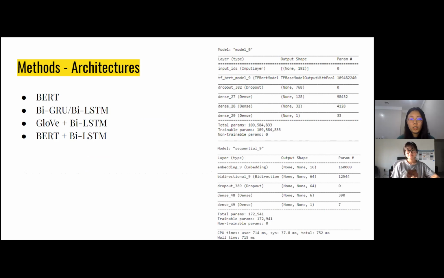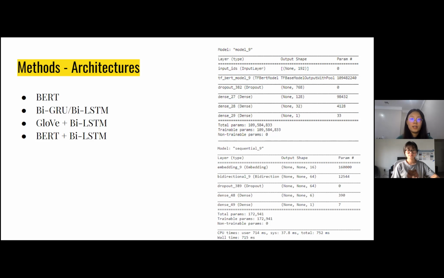So in our project, we conducted 4 experiments with 4 different architectures. The first architecture is only about BERT, and after the BERT layer, we simply continue with a dropout layer with a 20% dropout rate and some dense layers. The second architecture is simply about bidirectional GRU and bidirectional LSTM. After these 2 layers, we continue with a 20% dropout layer and 2 dense layers.